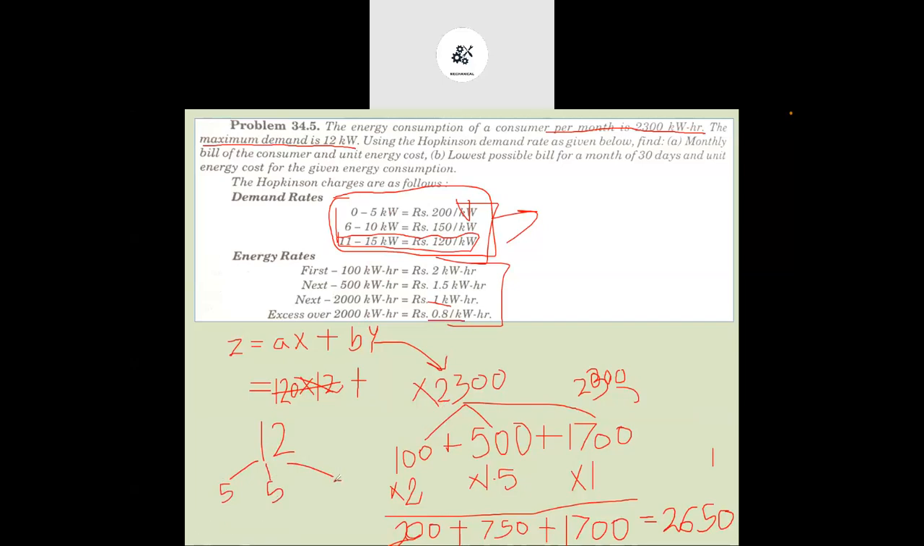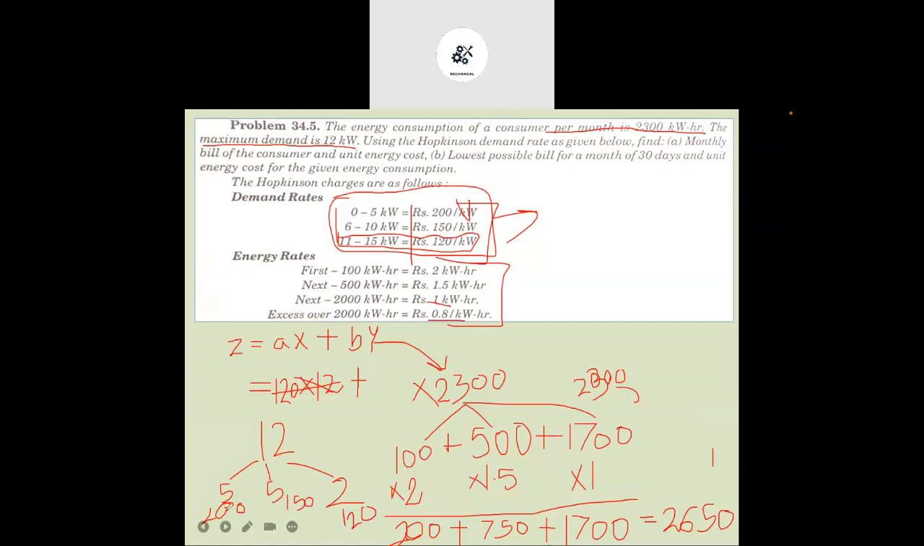Similar to this one, the total maximum demand is 12 kilowatt. We have to split it into 3 parts: the first 5, the next 5, and the remaining 2. Again, we have to apply the respective rates there. So for the first 5, 200 rupees is the rate.